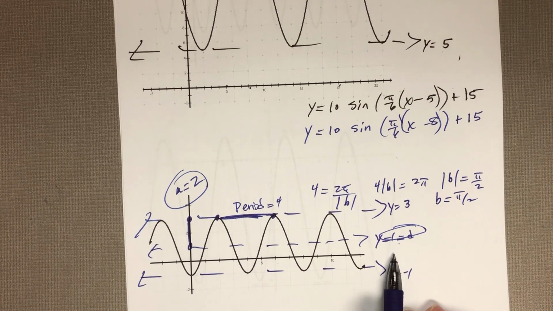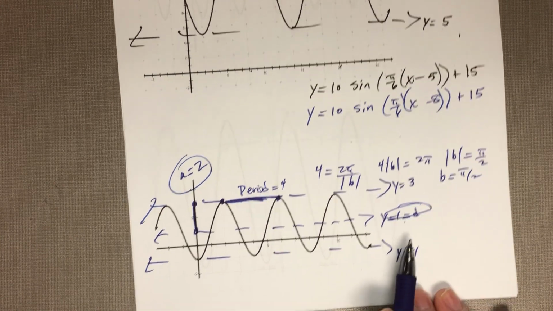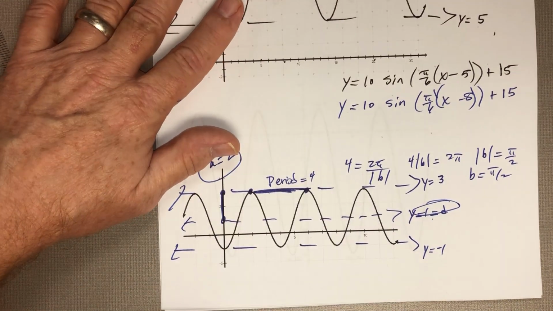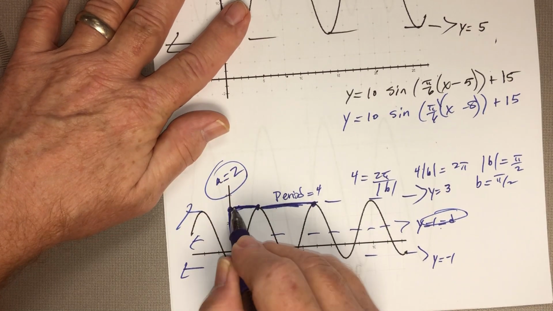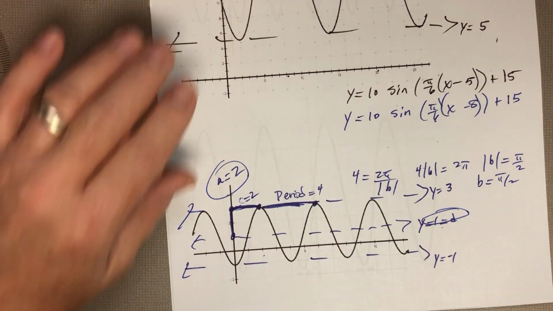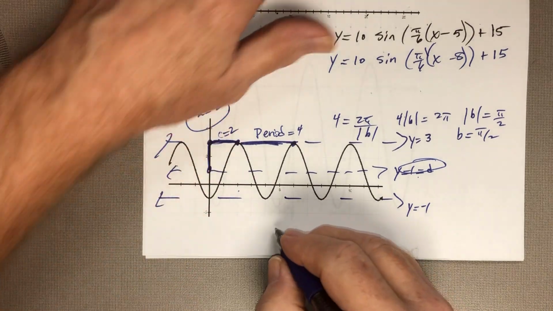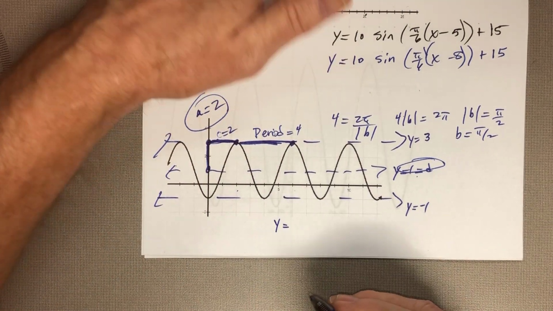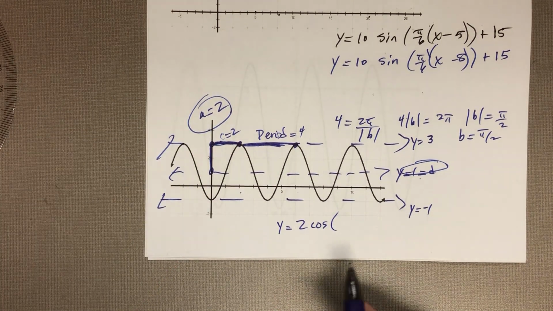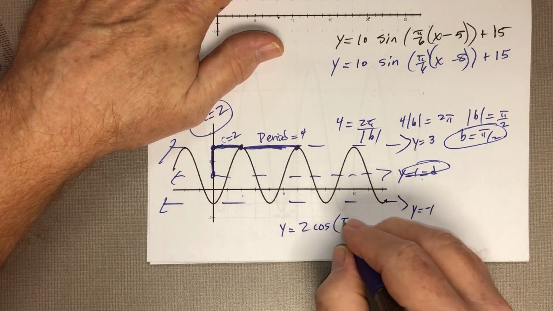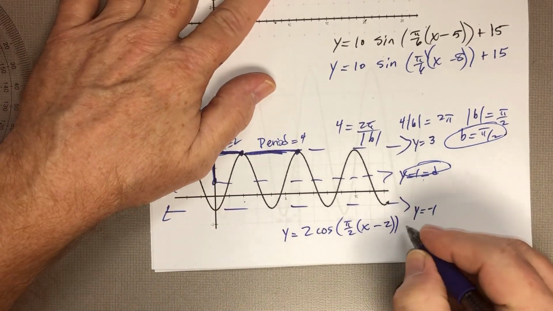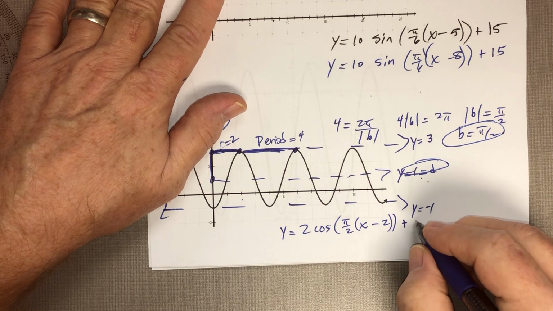I need C. Let's do a cosine, since I did cosine a minute ago. Cosine starts at a maximum. So if I find the horizontal distance from my y-axis over to the first maximum, that would be a C value of 2. So my cosine equation could be y is equal to my amplitude, A, which is 2, times the cosine of my B value, pi over 2, times x minus my C value for the cosine, which would be 2, close that off, plus my D value, which was positive 1.